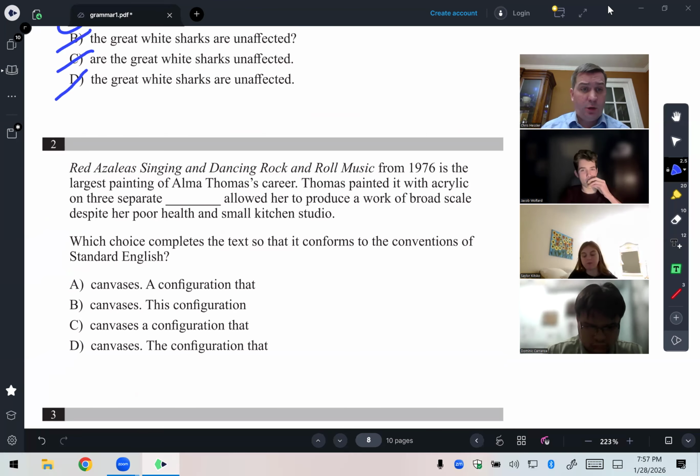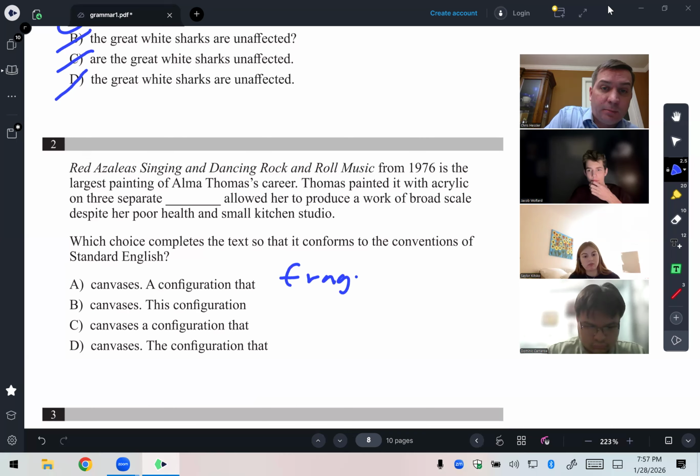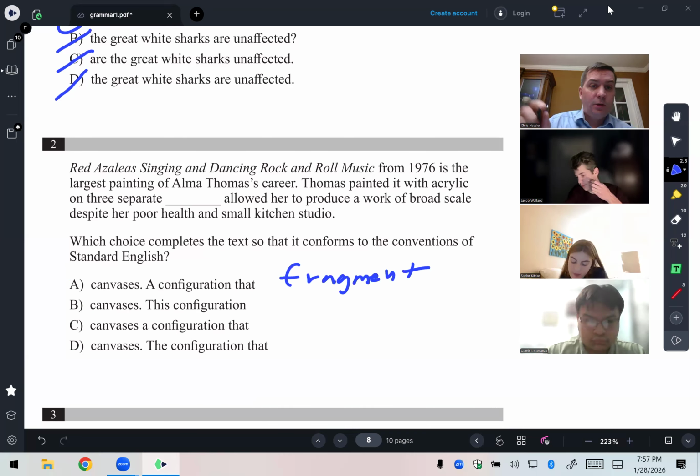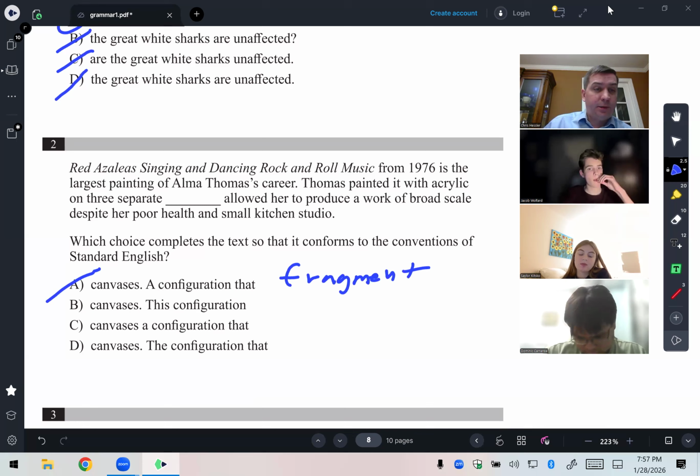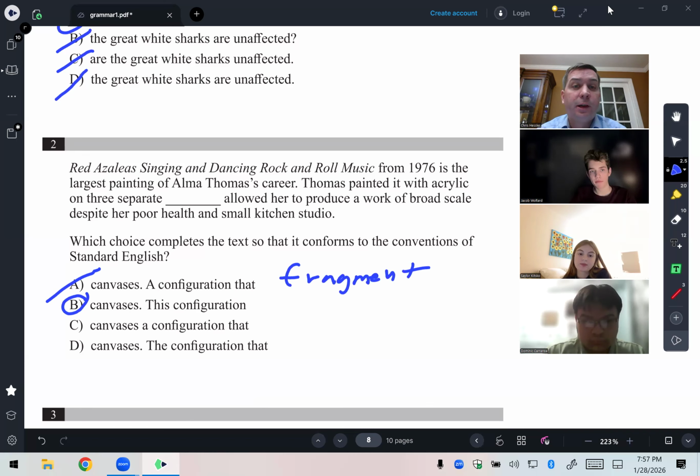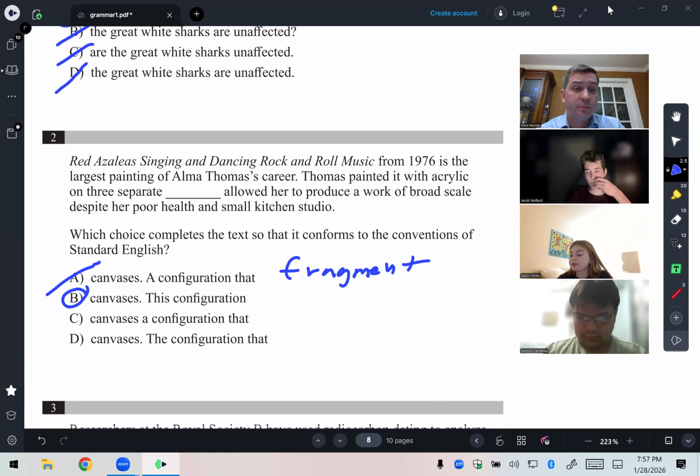Okay, so answer choice A would create a fragment. We went over those today. So a configuration that allowed her to produce a work of broad scale despite her poor health and small kitchen studio is not a sentence. That'd be a fragment. Instead, we're going to make two sentences, which would be answer choice B. This configuration allowed her to produce a work of broad scale despite her poor health and small kitchen studio. All right, we're going to keep going.